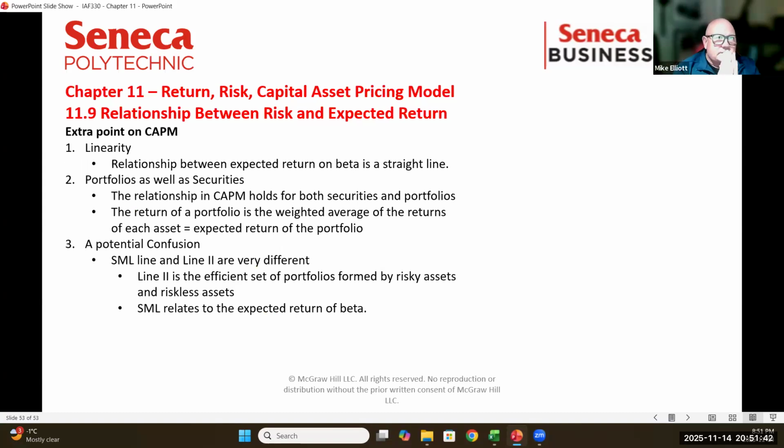Last point. The relationship is expected to be a straight line. It holds. If we do anything else, it becomes a nightmare. So it holds. It holds for portfolios as well as securities, by the way. The beta in the security and the beta in the individual portfolios should be able to be calculated exactly the same way. The return of a portfolio is the weighted average of the returns of each asset added together. And this just complicates, so I'm not going to do that.